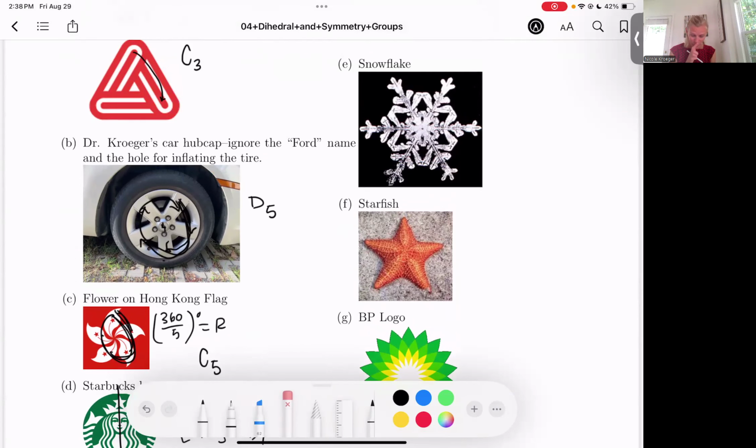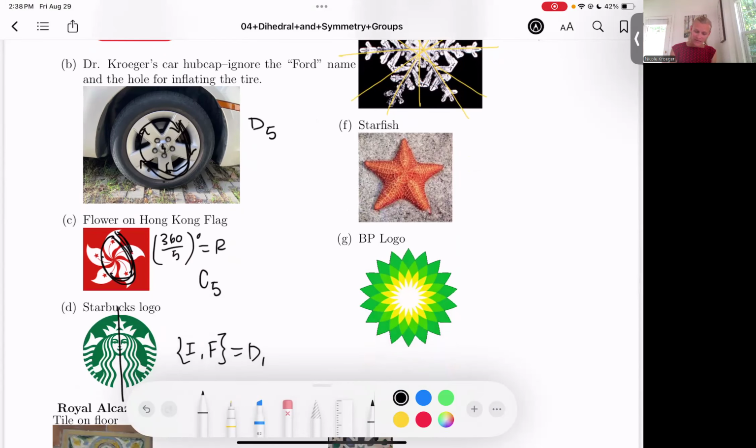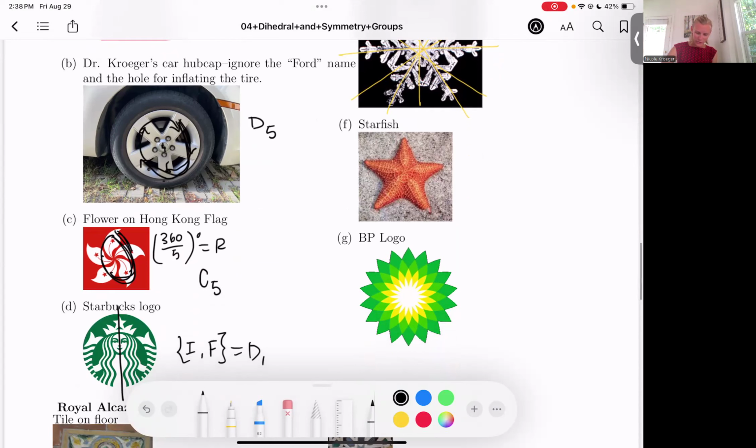So the snowflake has both reflections and rotations. It looks to me like there's probably 6 lines of rotation or reflection. We've got 1, 2, 3, 4, 5, 6, and there will also be 6 rotations. So this is D6. Starfish again looks like I can reflect and rotate, so it's going to be a dihedral group. I've got, again, 5 reflections and 5 rotations. This is essentially a pentagon. It's like a 5-sided shape, so it has the same symmetries as a pentagon, D5.